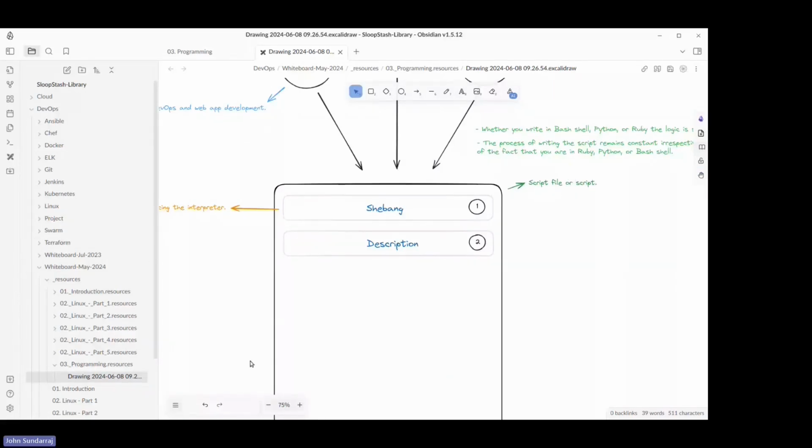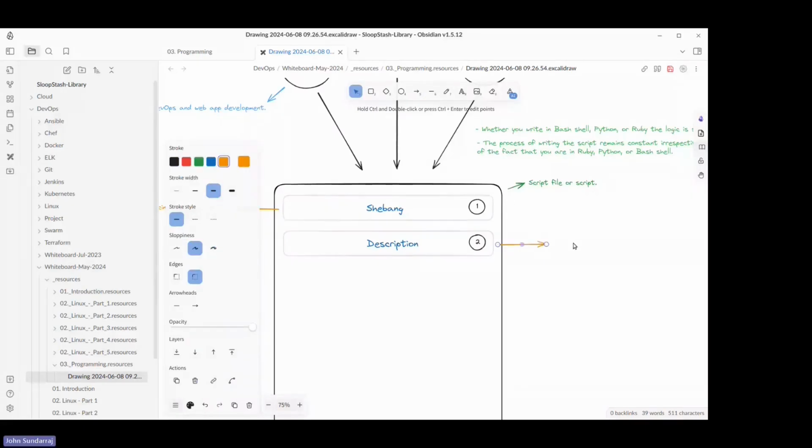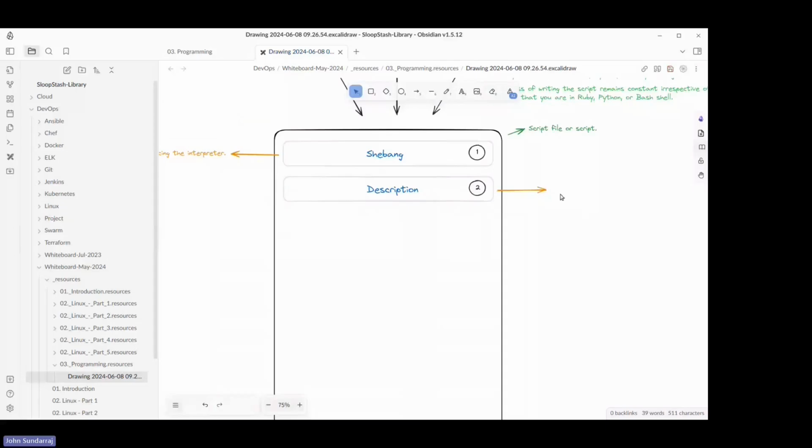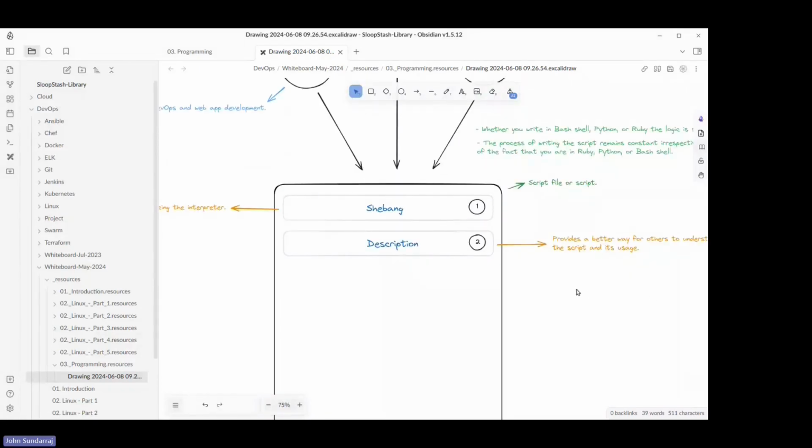Okay, so this place, what we see here, is what we generally call the description about the script. What script you are going to write. This place is going to give you some kind of understanding, and provides a better way for others to understand the script and its usage. So this is the purpose, that why the script has to be written. So what the script actually does, this provides that understanding.